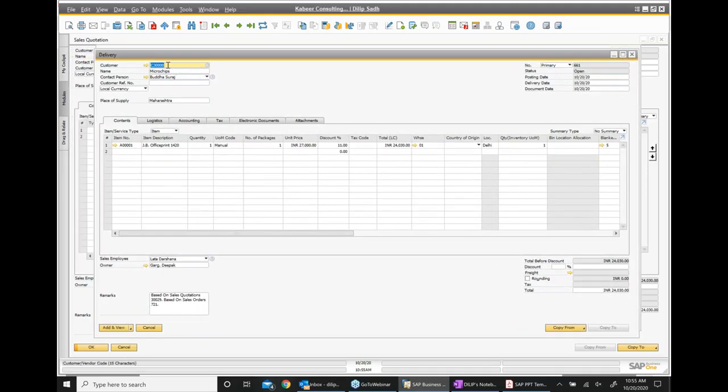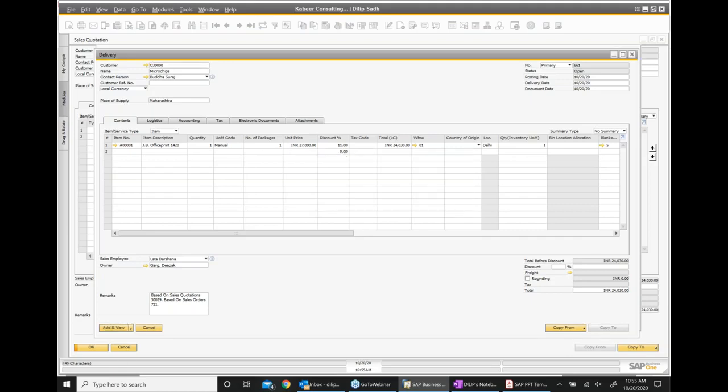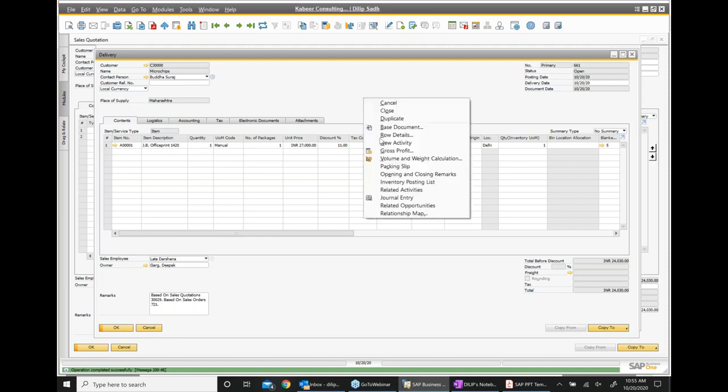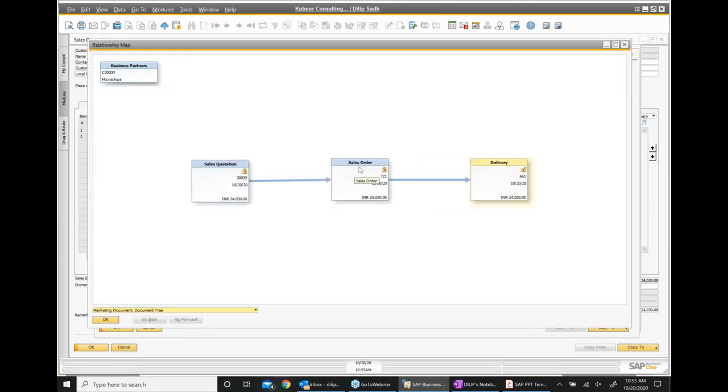In the delivery tab, we have the delivery customer number 300, Microchips, quantity 1, this unit price, and then we set it. We did the delivery. Now we do the relationship map. We get the quotation, the sales order, and the delivery.